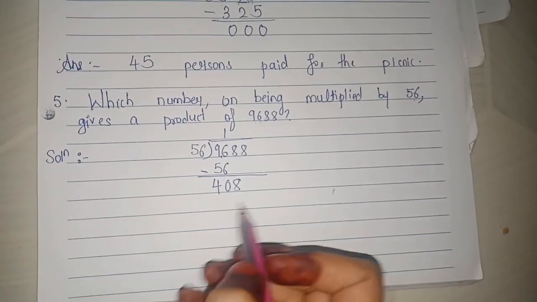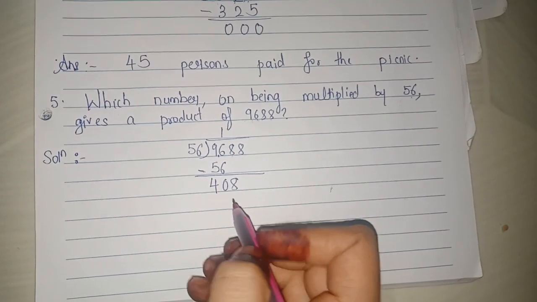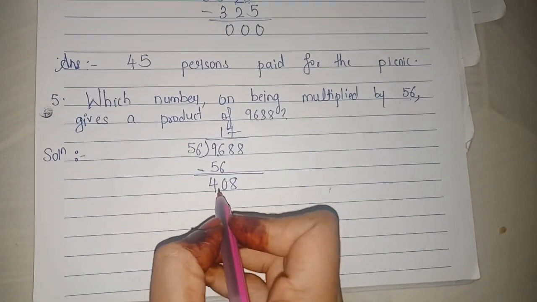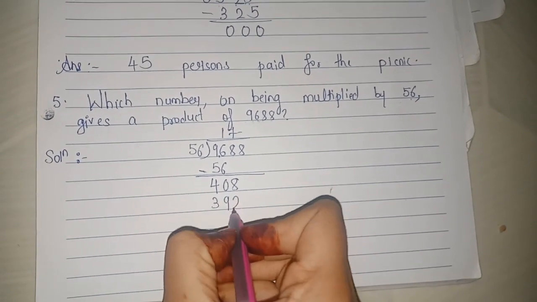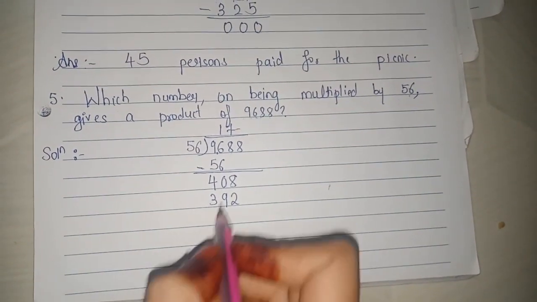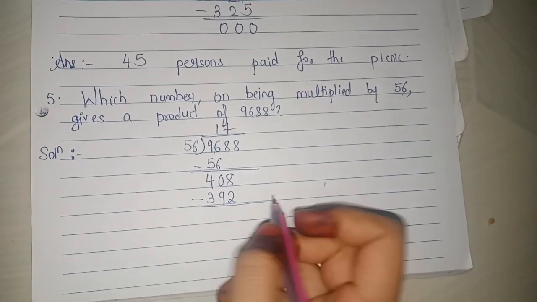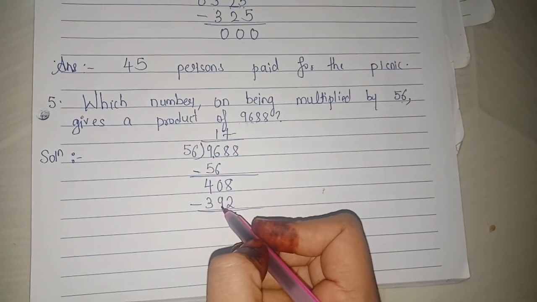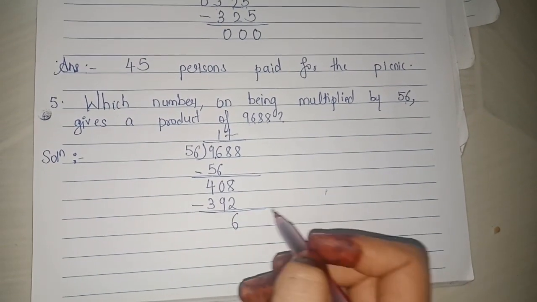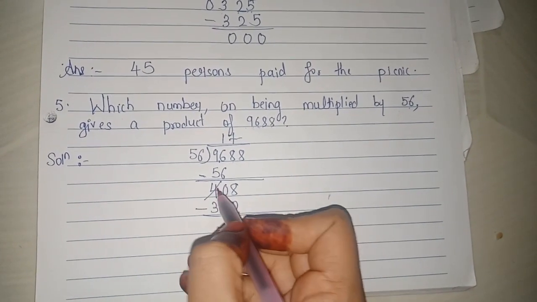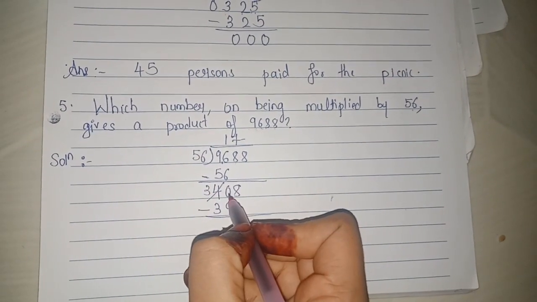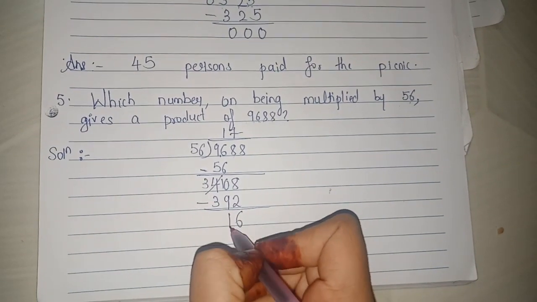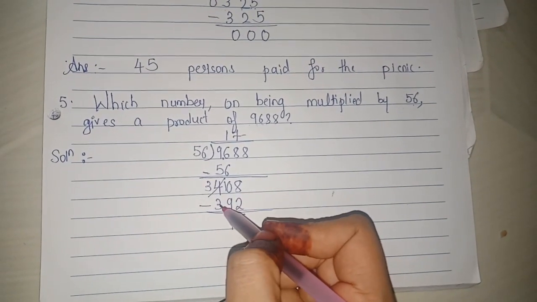Got it? Now 56 sevens is 392. 7 will come here and 392 will come here. Subtract them. 8 minus 2 is 6. 0 minus 9 is impossible, right? So we will borrow 1 from this 4. So this 4 will become 3 and this 0 will become 10. Now 10 minus 9 is 1. 3 minus 3 is 0.